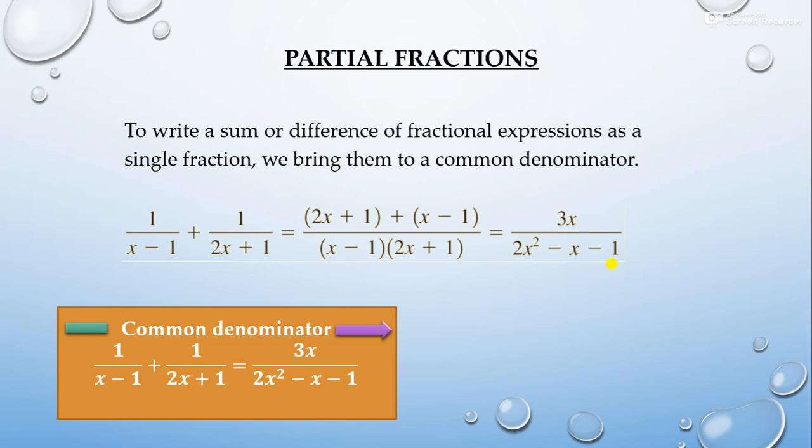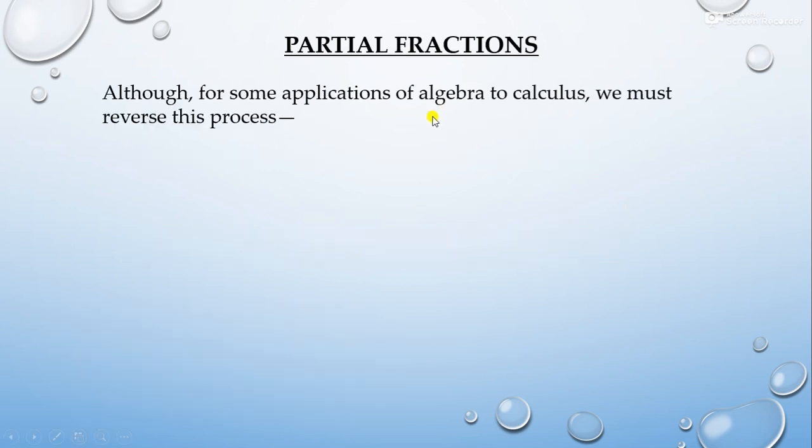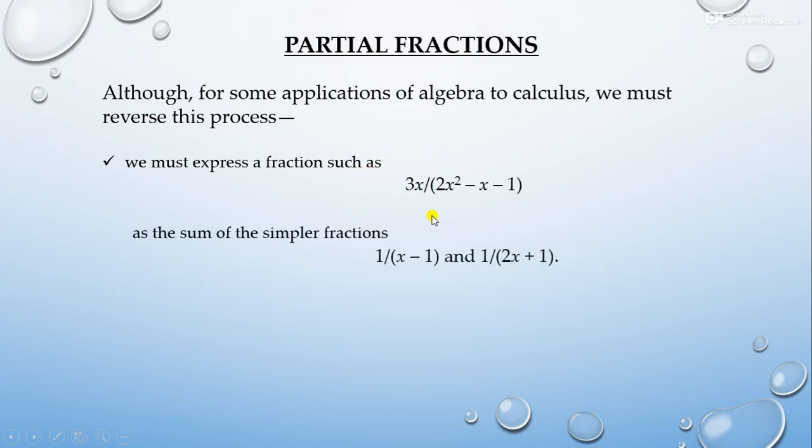But whenever we have to do the reverse of this process, what is that? Suppose we have this fractional term, 3x upon 2x square minus x minus 1. When we express this term as two fractions, that is 1 upon x minus 1 and 1 upon 2x plus 1, this is the reverse process of the common denominator, right?